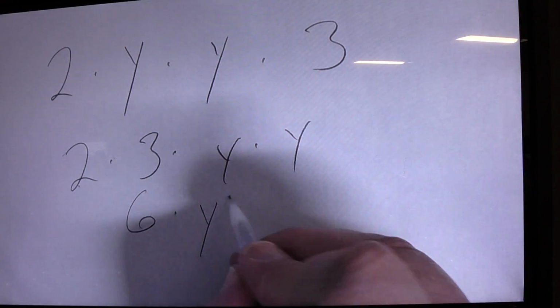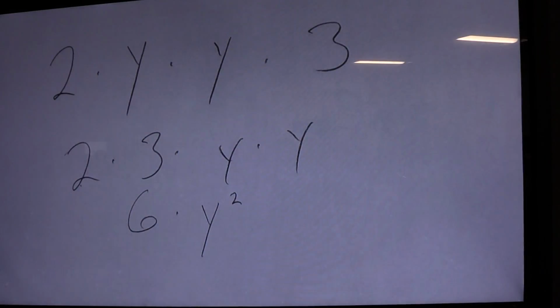Now, let's talk for just a second about why it's y to the second power and not 2y. If we were doing addition, it's understood that the coefficient of a variable all by itself is 1, and we would have 1 plus 1 equals 2y.